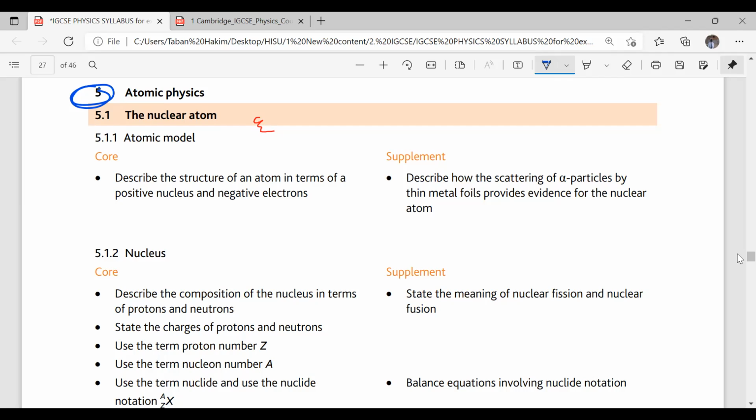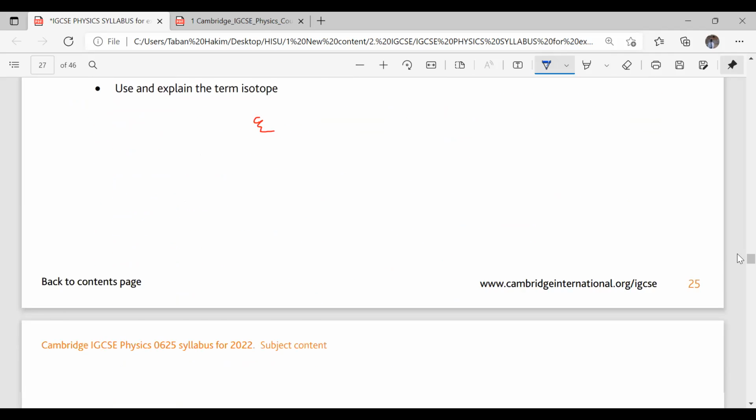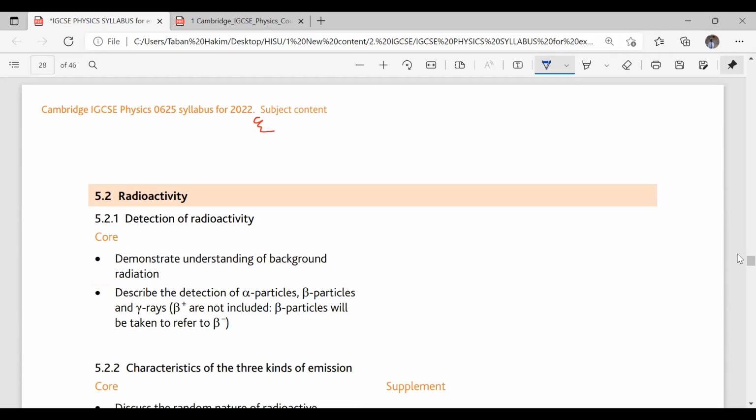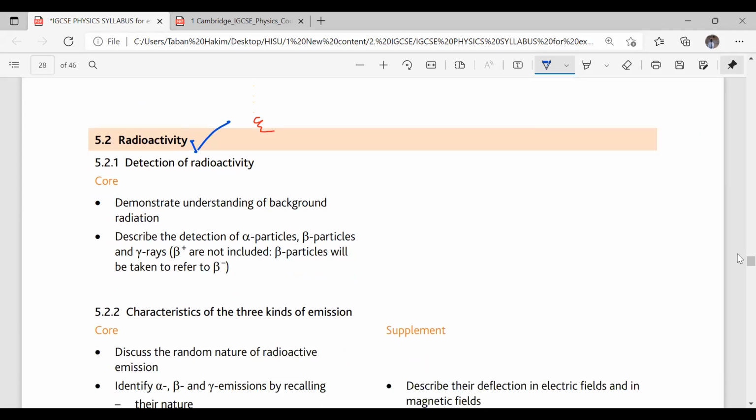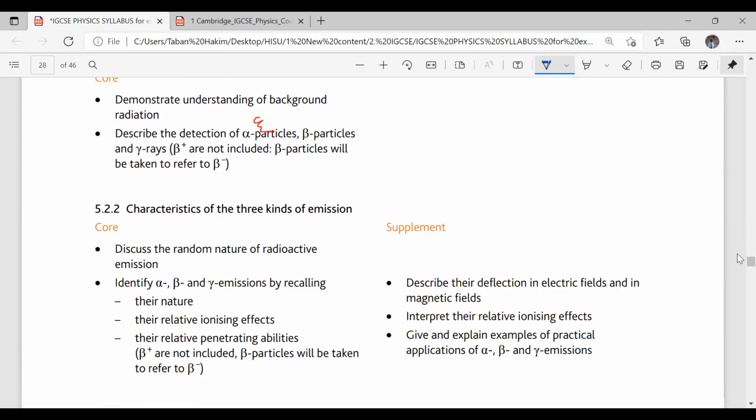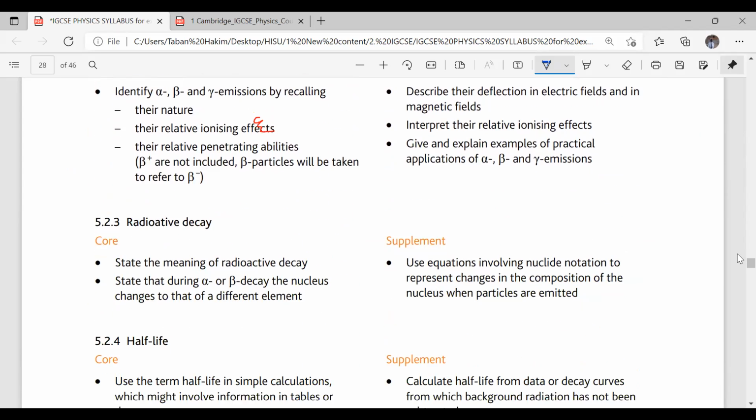We're going to be looking at modern physics, but we shall be looking at only the part called atomic physics at our year 11 level. So we shall be looking at the nuclear atom, and I hope that by the end of the lesson we shall be done with this. Then we shall be looking at radioactivity. This is where we find things like half-life, things like beta particles, alpha particles, and so on. And that is all in block 5.